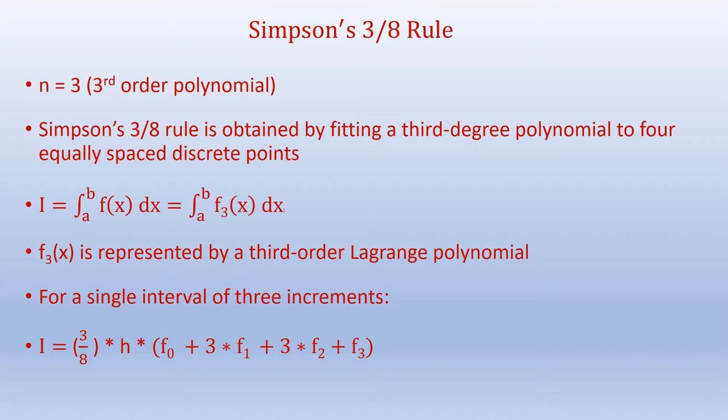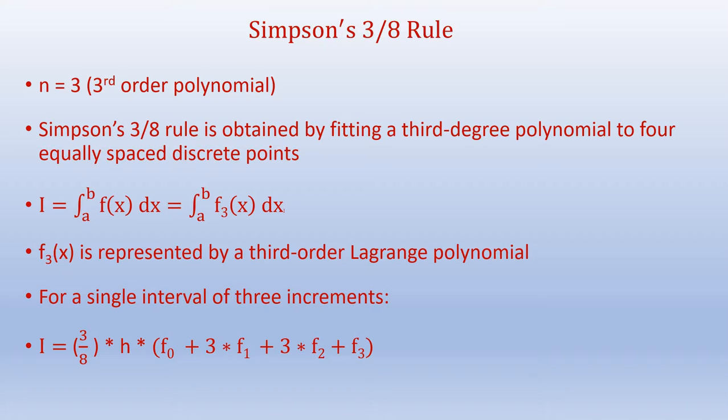Simpsons 3/8 rule is obtained by fitting a third degree polynomial to 4 equally spaced discrete points. So I equals integral a to b f of x dx, which is approximately equal to integral a to b f3 of x dx. So f3 of x is represented by a third degree or third order Lagrange polynomial.